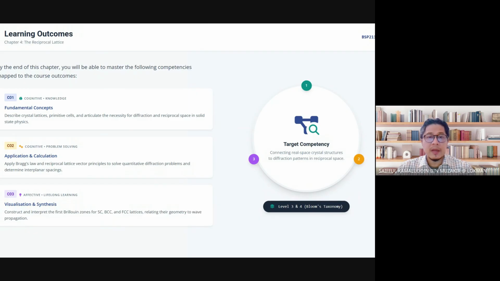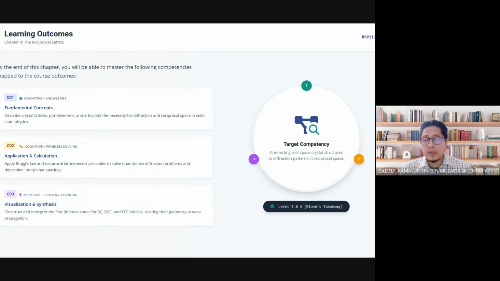So this is the outcome for this topic. By the end of this chapter, there are 3 main things that you should be able to do. The first one, you should be able to describe the crystal lattices. What does it mean by crystal? The opposite of crystal is the amorphous. And what does it mean by the lattices? The primitive cells. We have cells of crystals. Some of them are primitive, some are not. What are the differences? And the diffraction concept, the X-ray diffraction concepts.